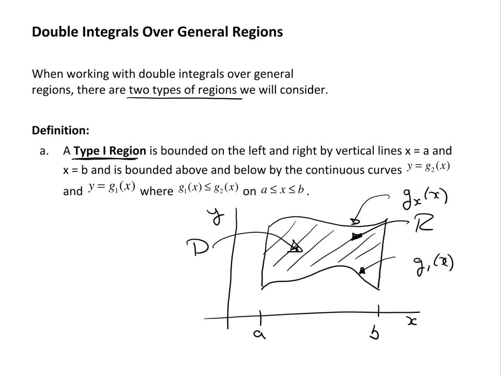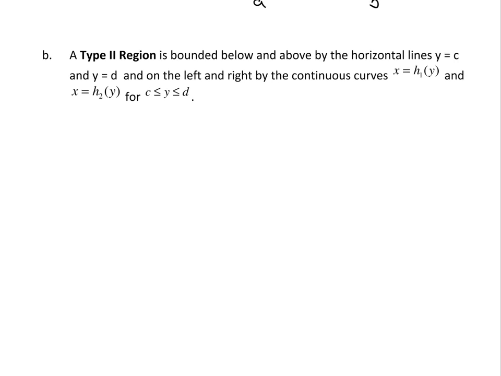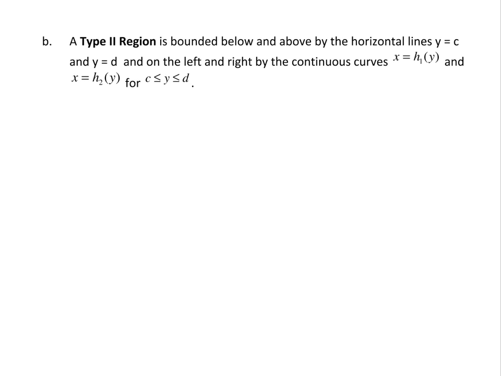And now the second region is, you probably guessed it, a type 2 region. And a type 2 region is bounded below and above by horizontal lines y equals c and y equals d, and on the left and right by the continuous curves x equals h1 of y and x equals h2 of y for c less than or equal to y less than or equal to d.